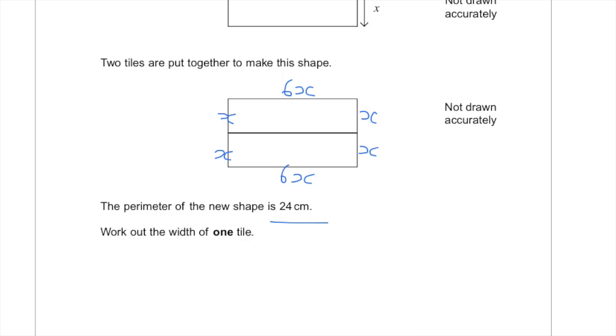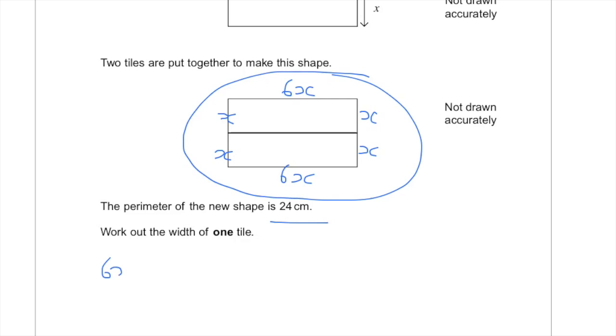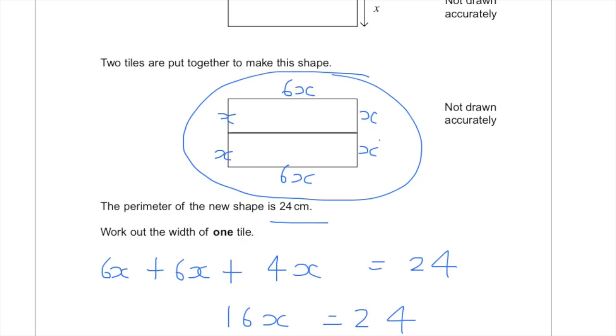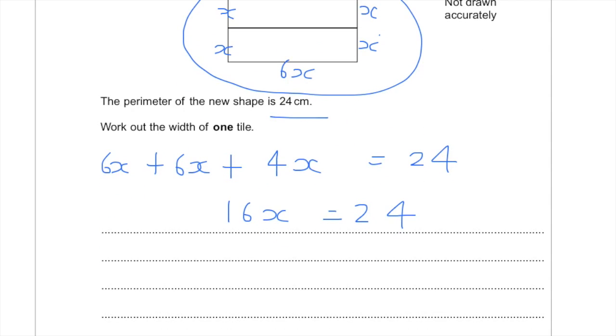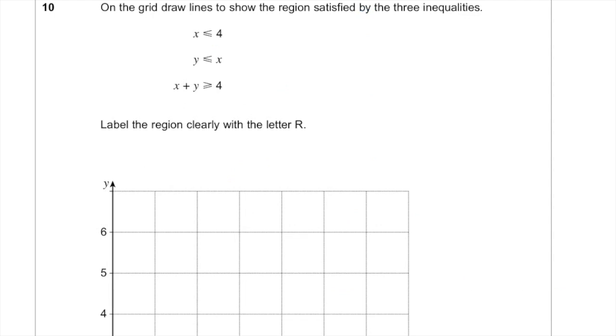So we're going to set up an equation to do this. We know that if we add together the total of the distances around the shape, we've got 6x plus 6x plus 2x plus 2x, which is 4x, and that must equal 24, which gives us 16x equals 24. Divide both sides by 4 gives us 4x equals 6. x is equal to 6 over 4, or 1.5 centimetres.